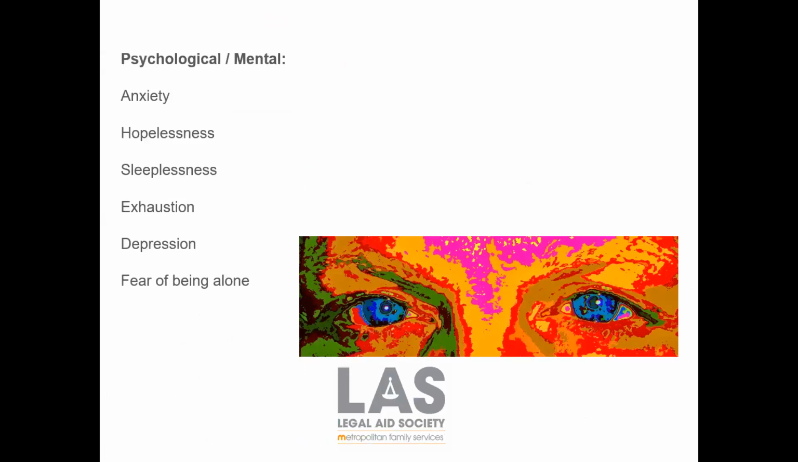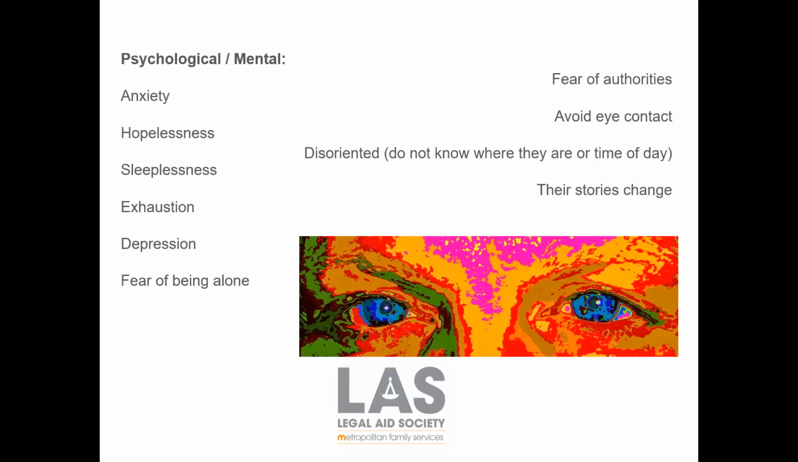These may also reflect their constant fear due to threats of the trafficker that the victim will be deported or will be reported to authorities. Hence, they may have a significant fear of authorities. They may avoid eye contact when an individual in authority is speaking with them. They may be disoriented. They don't know where they are, the time of day, or what date it is.